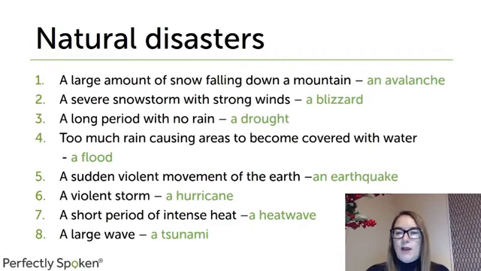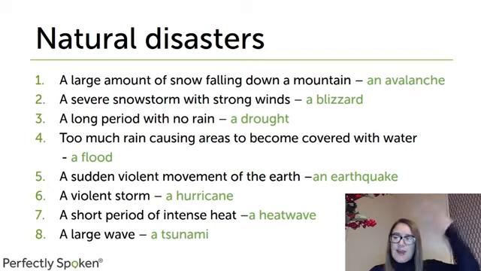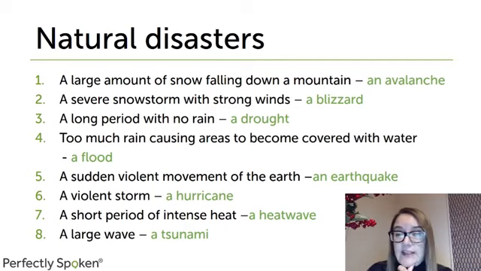Okay, so number 1, a large amount of snow falling down a mountain is called an avalanche. Number 2, a severe snowstorm with strong winds is a blizzard. So very, very heavy snow, making it very difficult to see. Number 3, a long period with no rain is a drought. And the opposite, too much rain, where areas become covered with water, this is a flood.